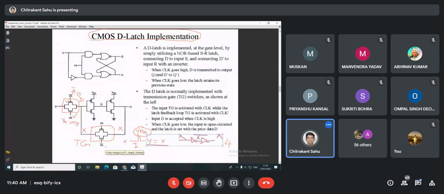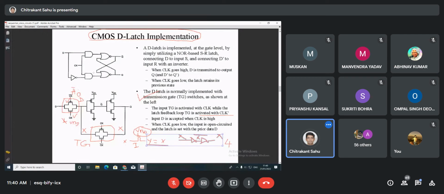So that is why, especially in D-latch kind of implementation, we use transmission gate logic. Otherwise, with the conventional way, we would come up with an increased number of transistors. That is why transmission gate switches are used for multiplexer design or D-latch implementation. The TG is activated with clock while the latch's feedback loop TG is activated through clock bar.